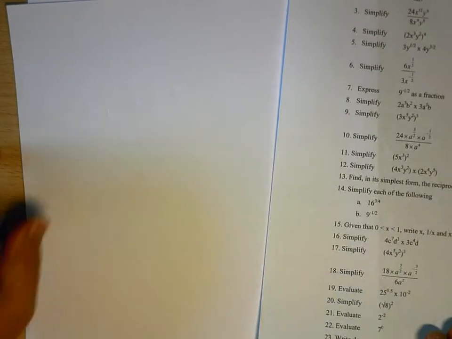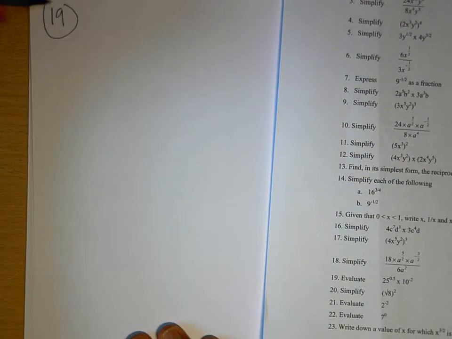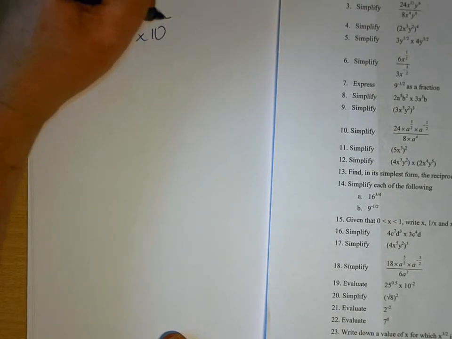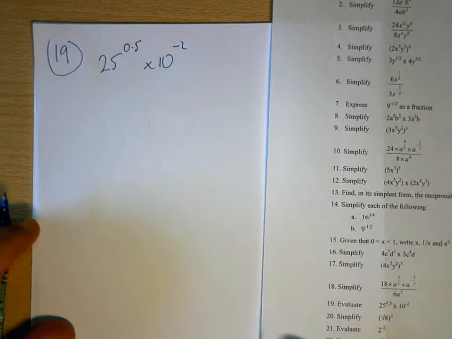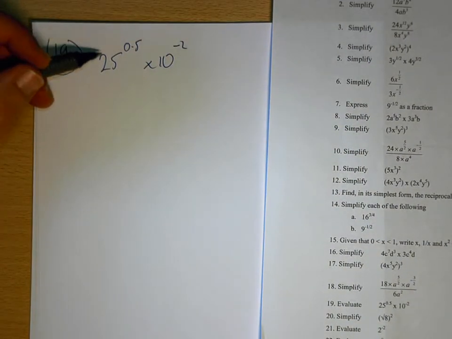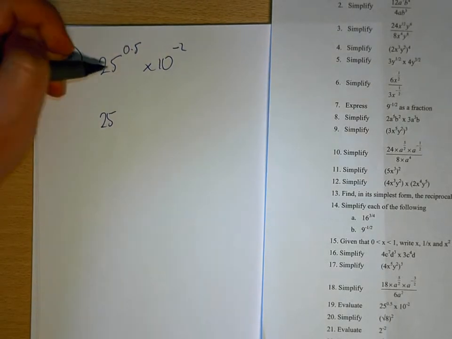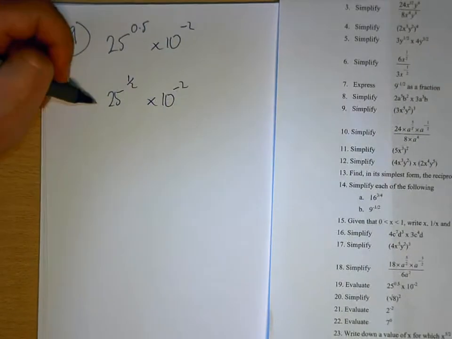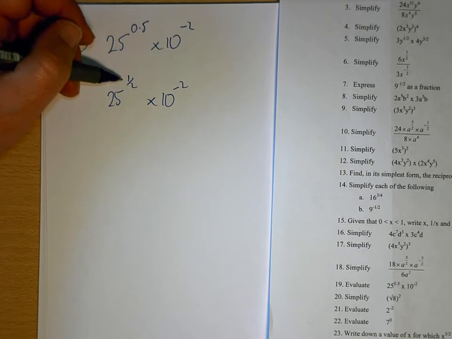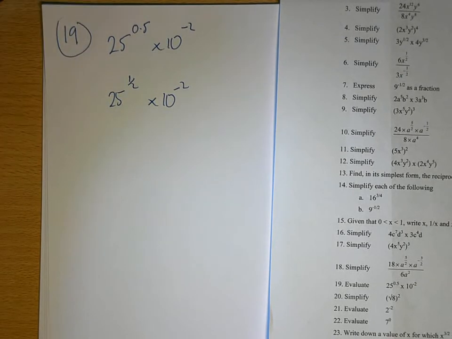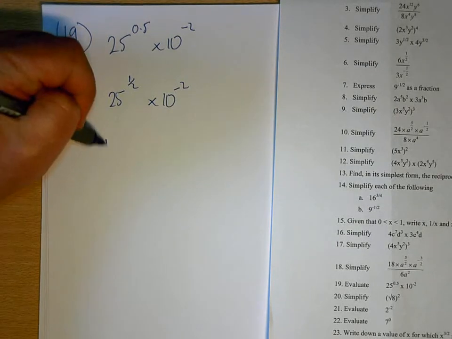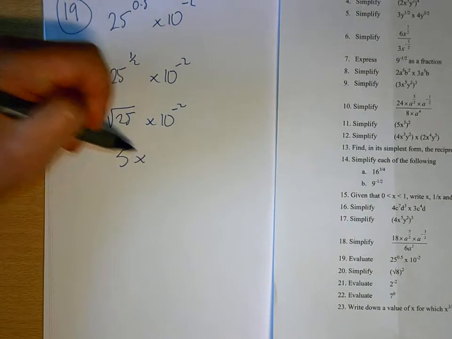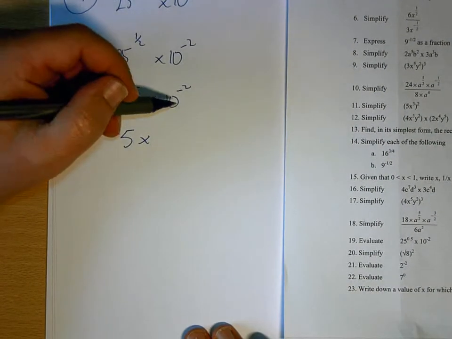Number 19. 25 to 0.5 times 10 to the minus 2. Right. Well, 25 to the 0.5, they've been a bit cheeky here. We know that 0.5 can be written as a half. And we know that if it's a half, that's giving me a message there, and the message is that that's the square root of 25. And I know that the square root of 25 is 5. So I've got 5 times, and then 10 to the power of minus 2.